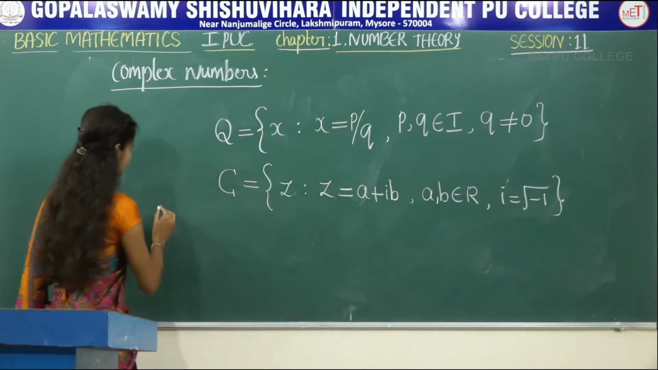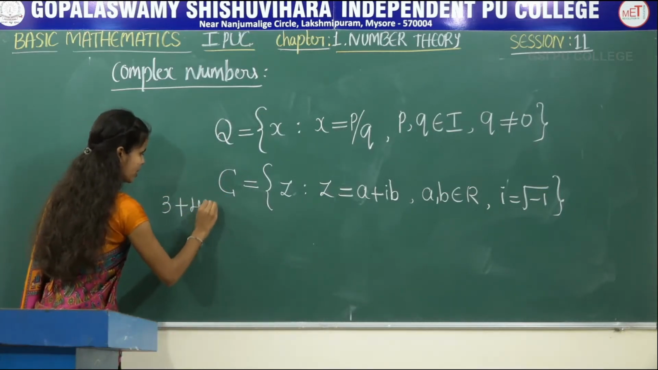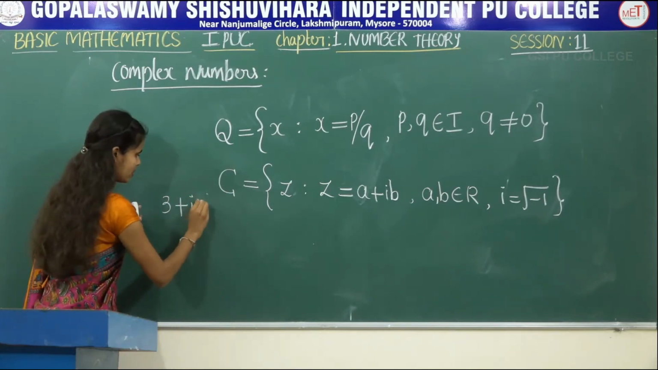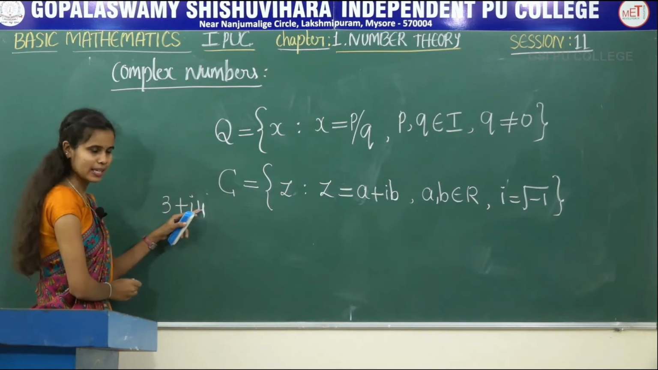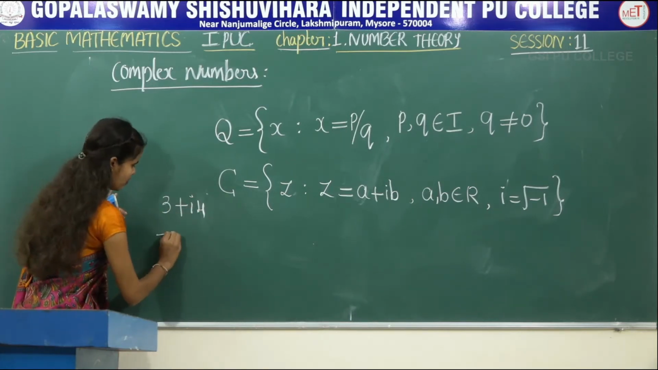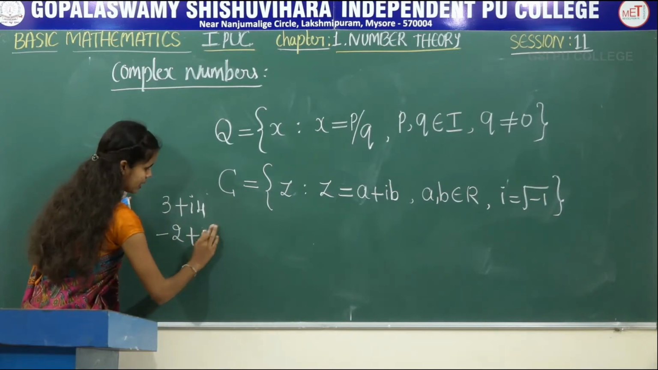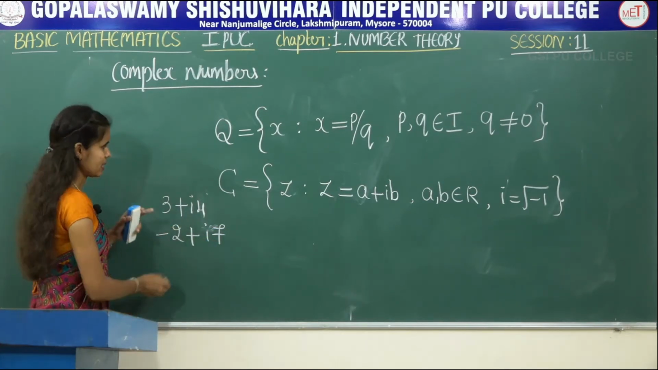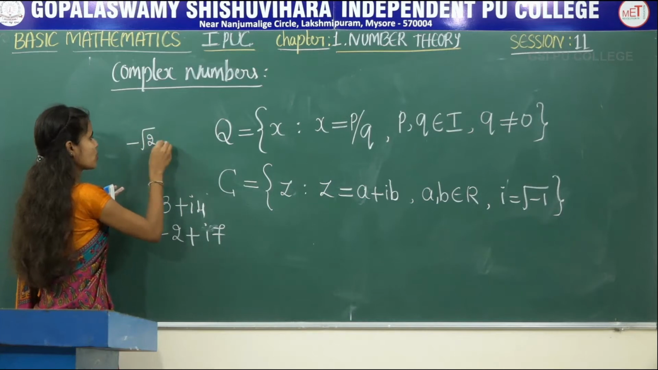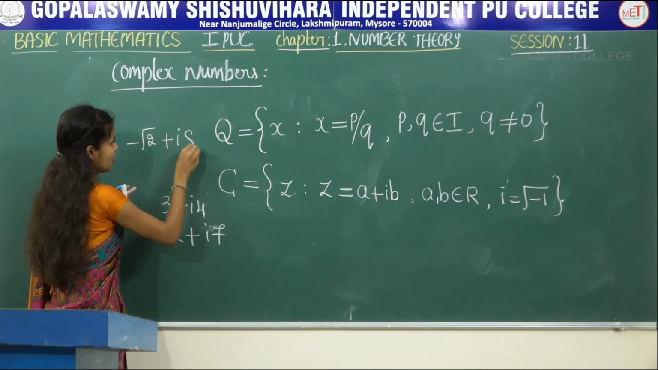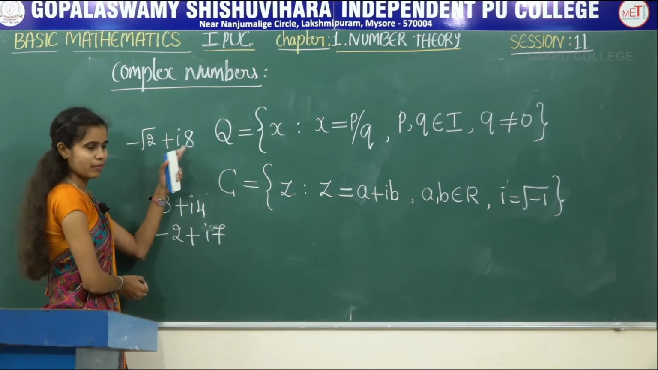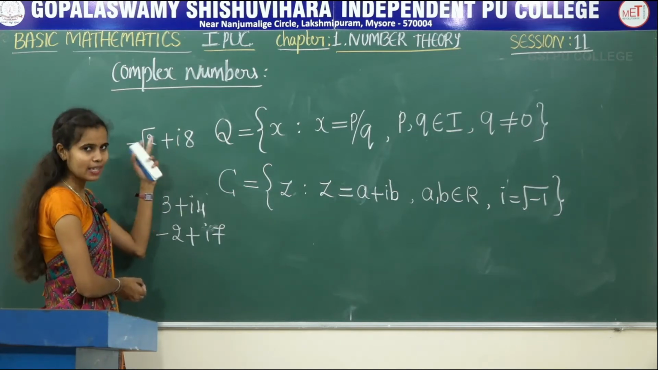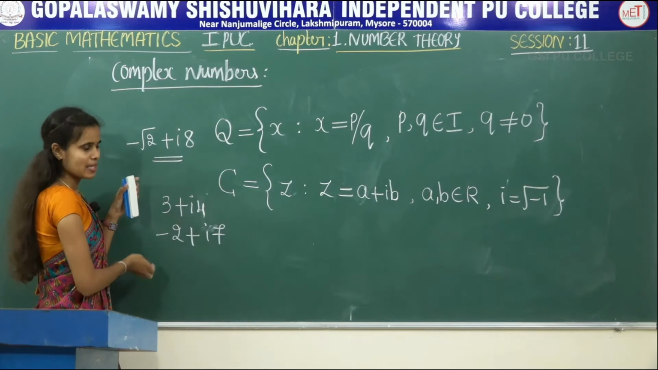For example, 3 + 4i, or 3 + i·4. Here 3 and 4 are real numbers. Or -2 + 7i: -2 is a real number and 7 is also a real number. Next, -√2 + 8i. Here -√2 is an irrational number, and an irrational number is also a real number. So -√2 and 8 are real numbers, therefore this is also a complex number.